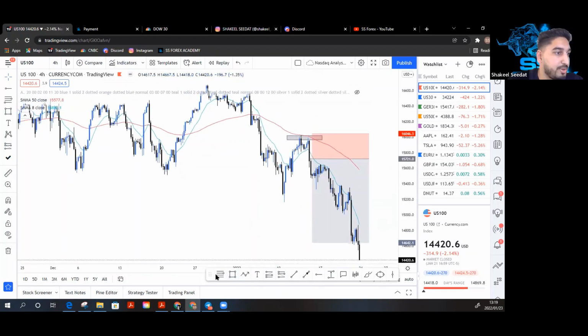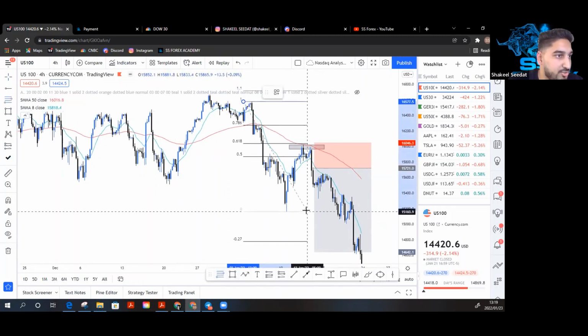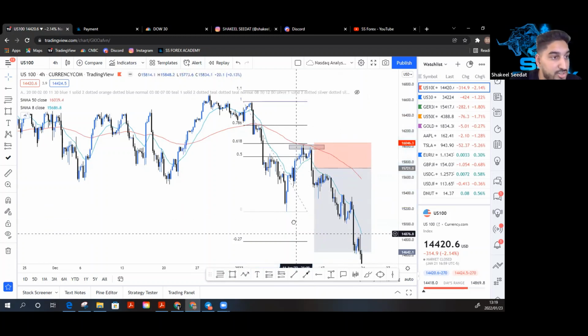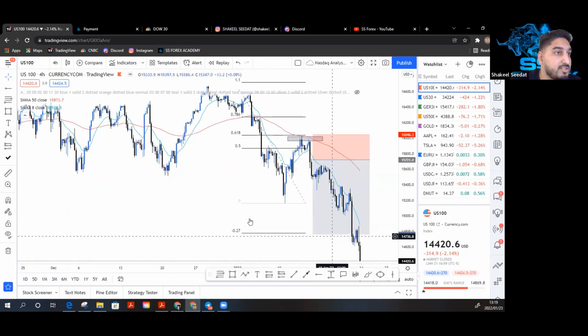You could have used your Fibonacci tool as well. So you use your Fibonacci from the previous swing high to the current swing low, which was there to there. We rejected off between the 50 and 61.8, which was your golden zone, and your TP would have been your minus 27 level around there, right? So that's basically how you would have caught the setup here.